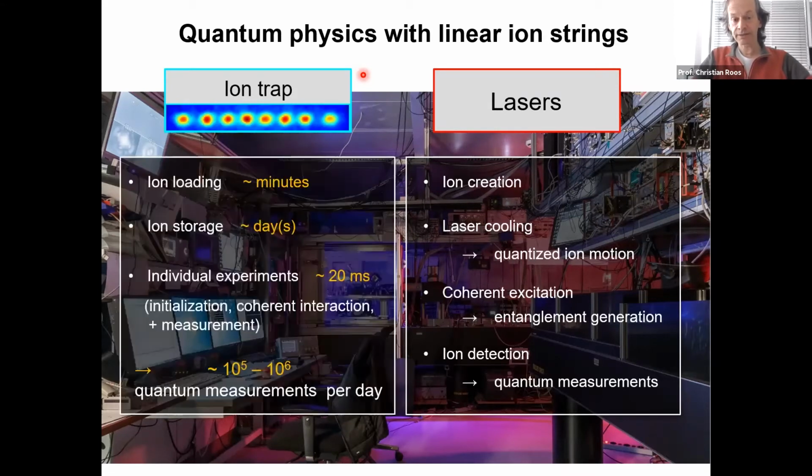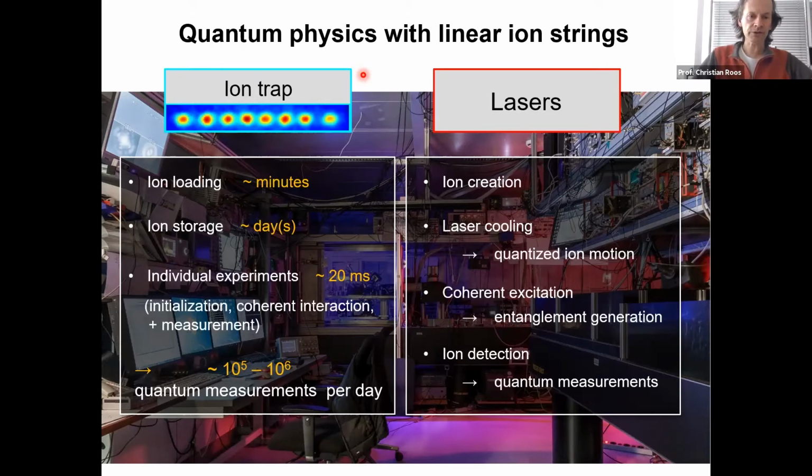The ion trap, on the other hand, permits us to load strings of ions on a time scale of a few minutes, which is a short time compared to the storage time in these traps, which can be a day or even days. And this storage time is very long compared to the typical duration of an individual experiment, which lasts maybe 20 milliseconds, and which is comprised of the initialization of the ions in a particular state, which involves laser cooling and optical pumping, the coherent interaction of the ion with a series of laser pulses, and then the quantum measurement.